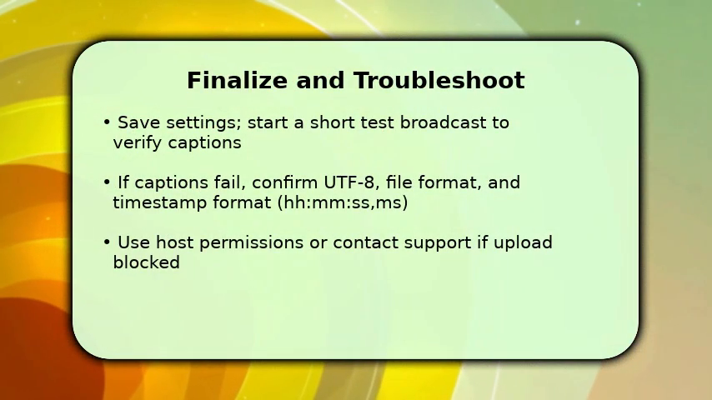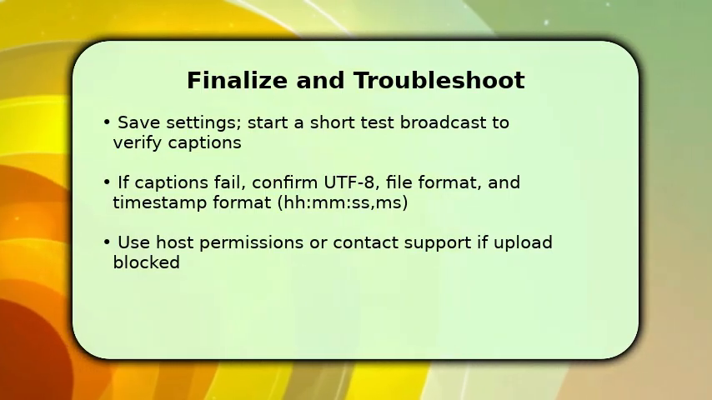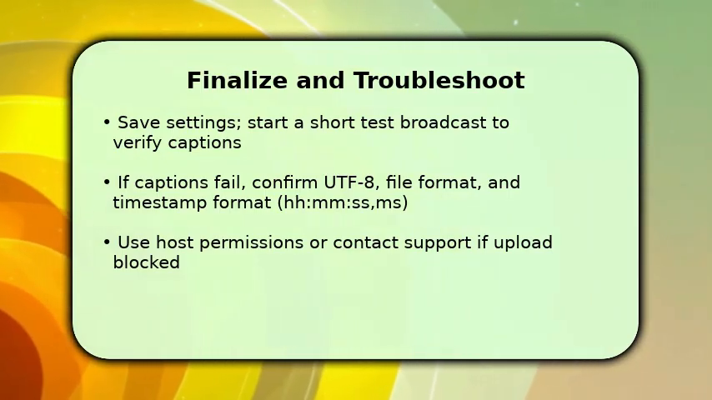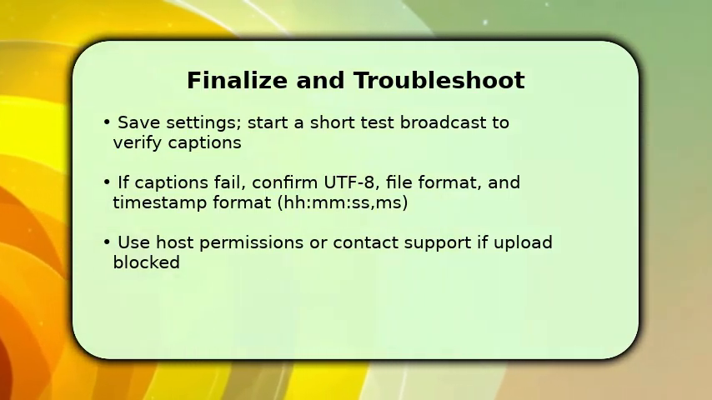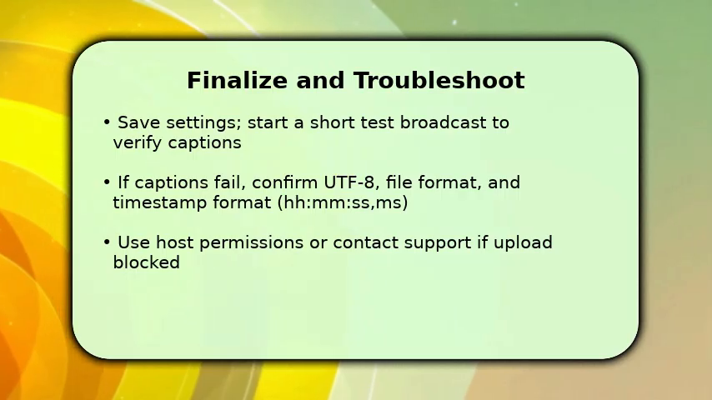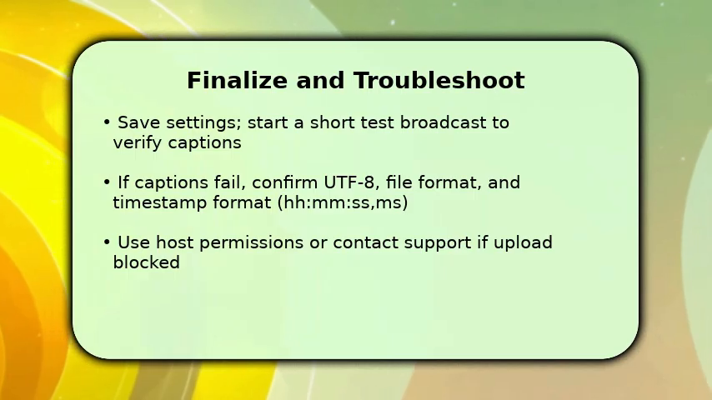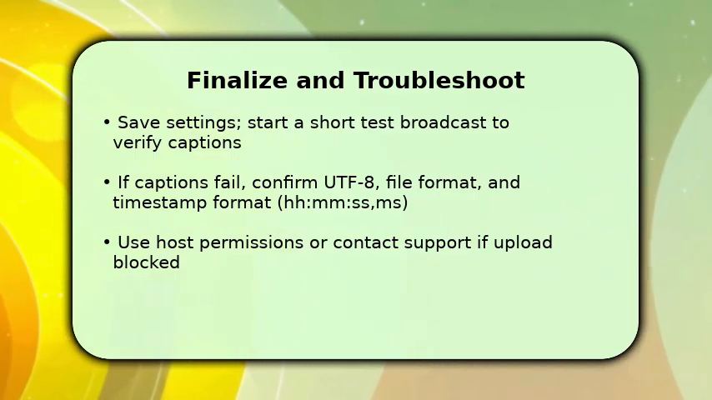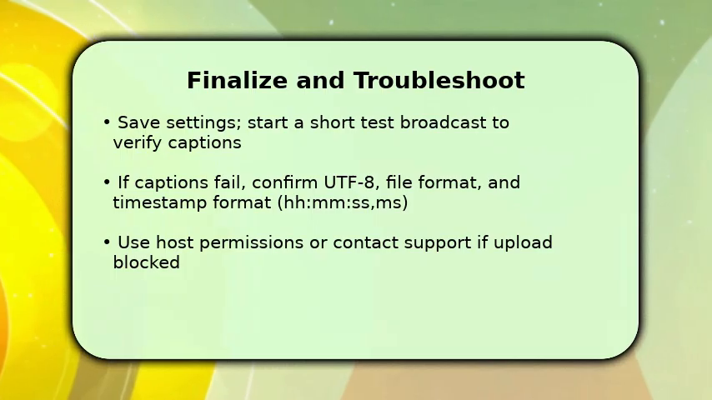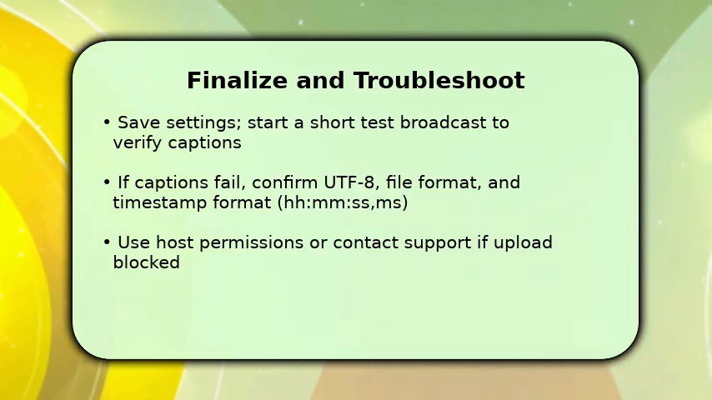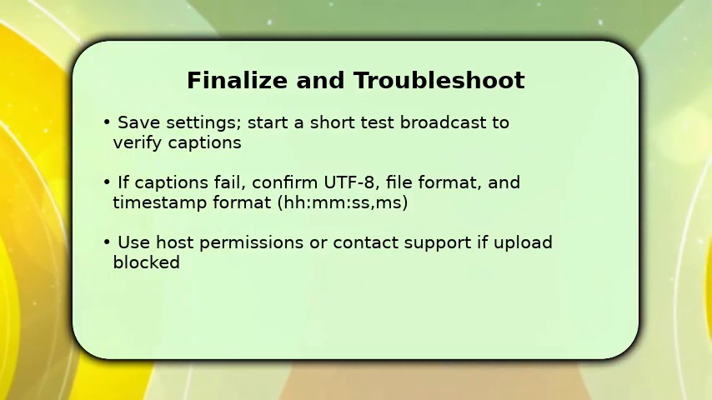If captions don't appear, first confirm the file is UTF-8 encoded. Use SRT/VTT format and make sure timestamps use proper HH, SS, MS notation, then re-upload. If permissions block uploading, ensure your account has host privileges or request the broadcast owner to add the file. When all looks good, go live.